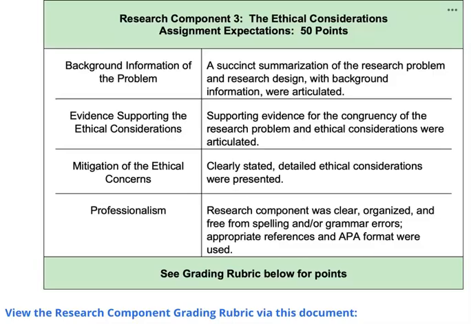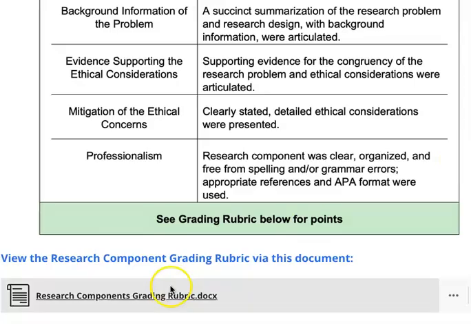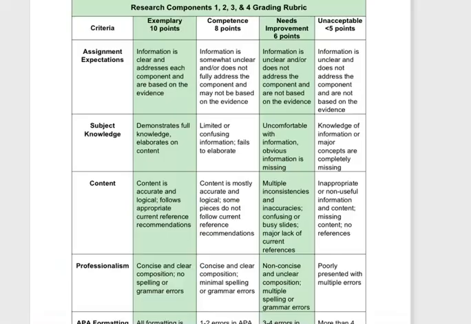You're just adding the references as you go to that references list. And then you also have, if you look below here, the grading rubric. So this is the same one we've been using for all the research components, which are, is your information clear? Did you address each component? And is it based on evidence? The evidence, again, should mostly be within 5 years.